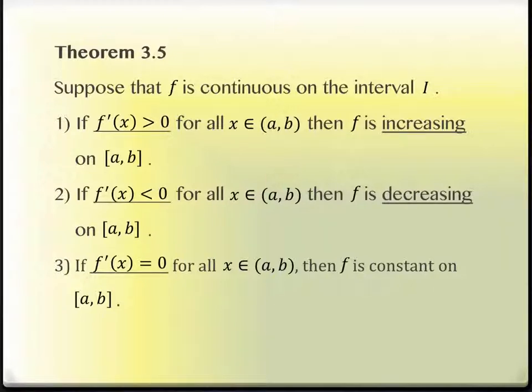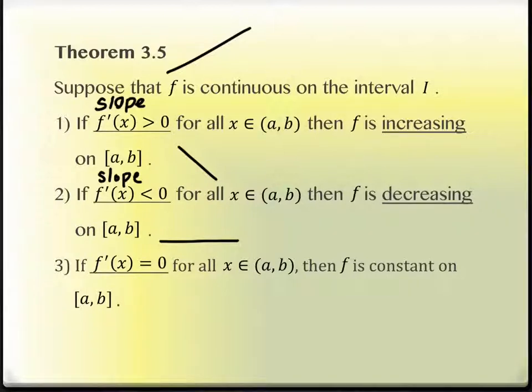Okay, these are all things that if we change our language around, you're going to be like, oh yeah, of course. Remember, derivative just means slope, right? So what does it mean for your slope to be positive? Obviously, if the slope is positive, it's an increasing graph. And if our slope is negative, it's a decreasing graph. And if our slope is 0, it is a constant graph.